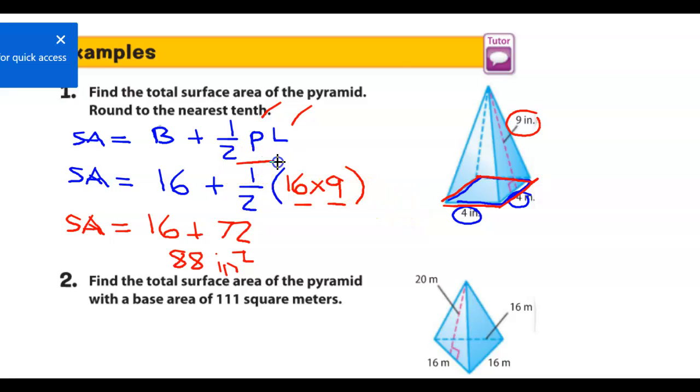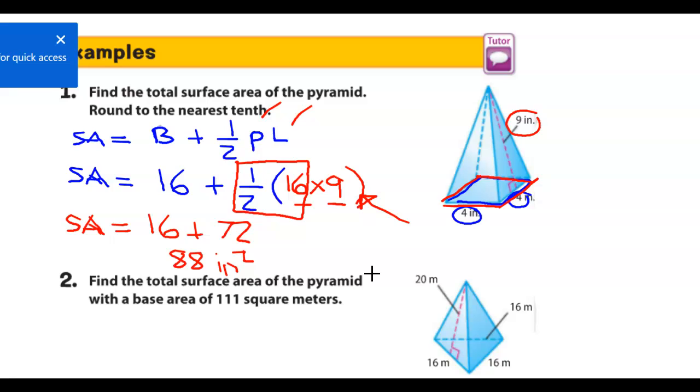But going back to this, the other way you could do this if you wanted to is you could just do half of 16, and that's 8. And then you could do 8 times 9, and you could get 72. So again, what we have is 16 plus 72, so the answer is 88 inches squared, or square inches. Okay, let's move on down.